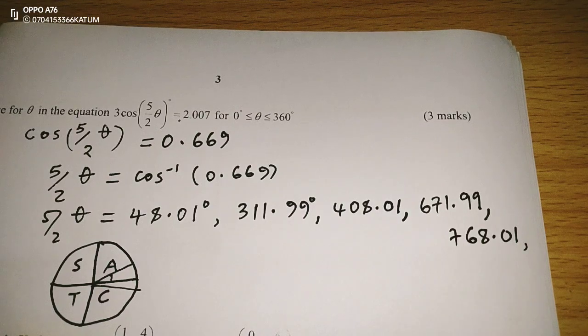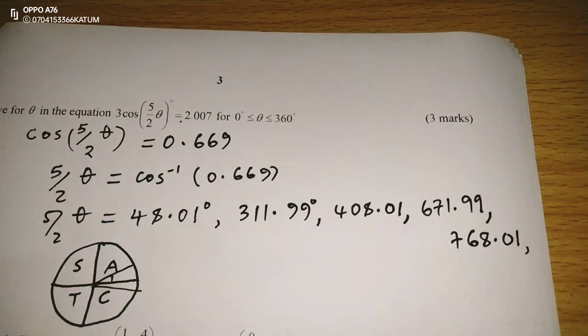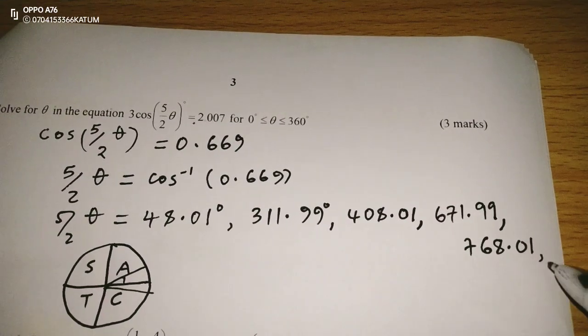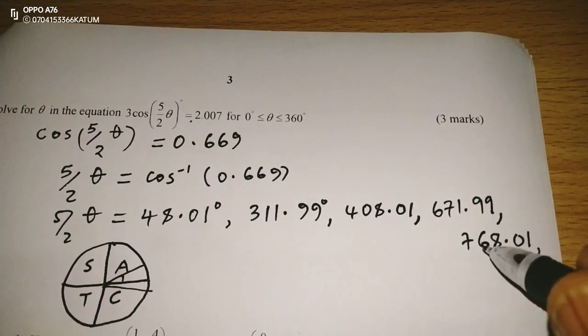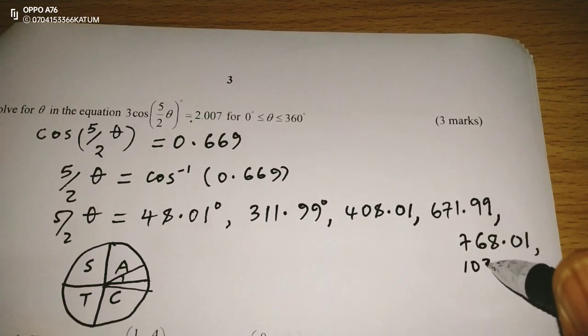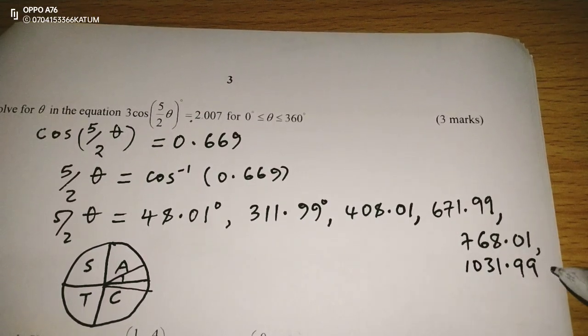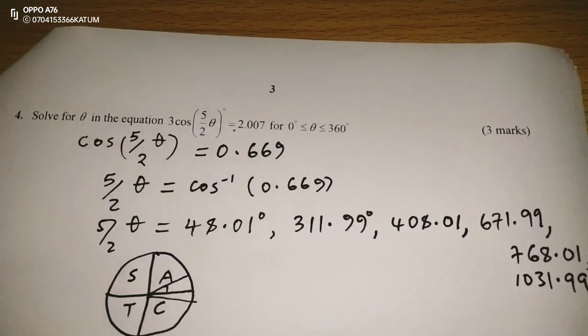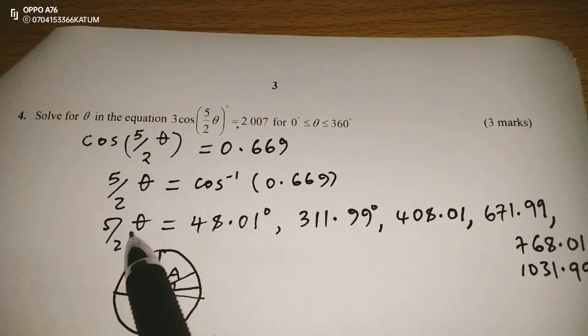Making another cycle now, 671.99 becomes 1031.99. So the next angle will be 1031.99. We can reach there, so that now we know these are the values of 5 over 2 theta.